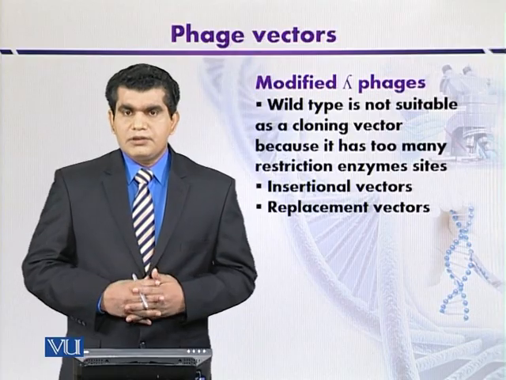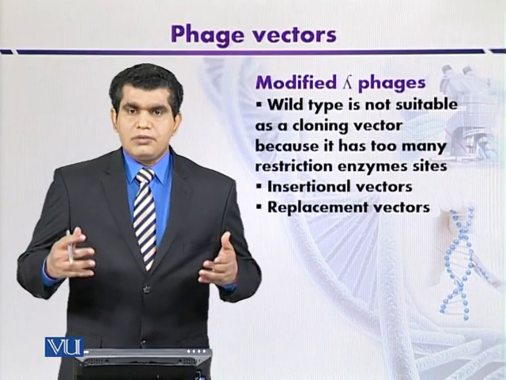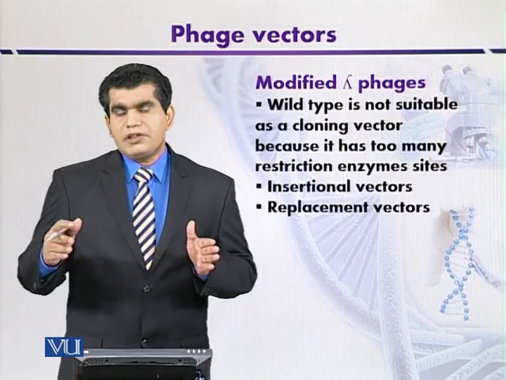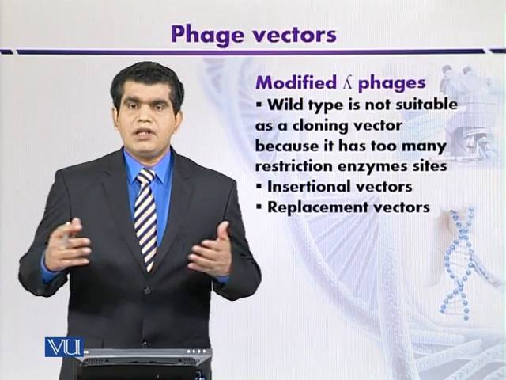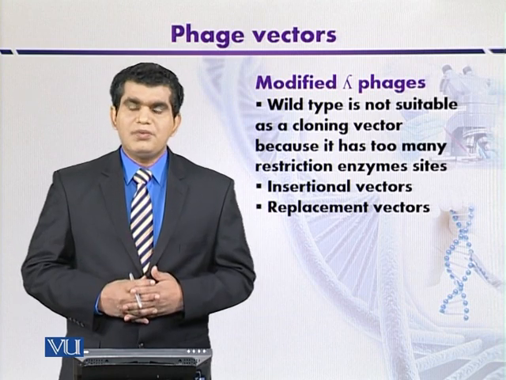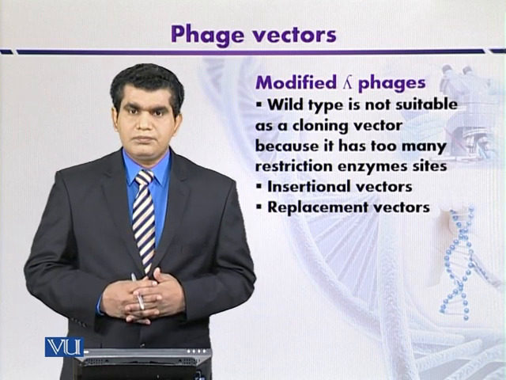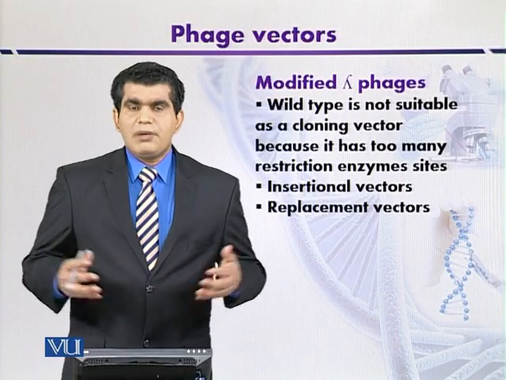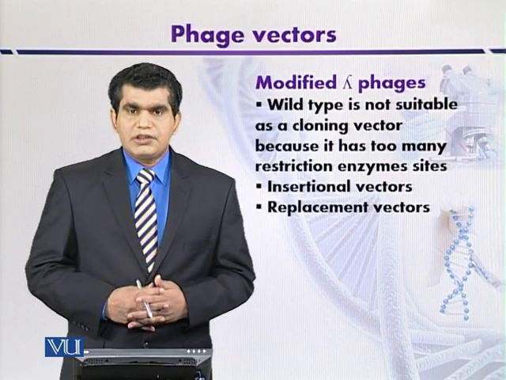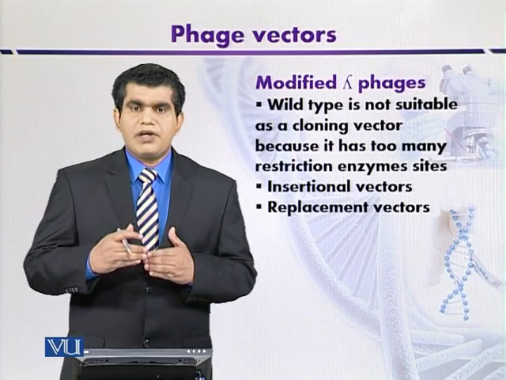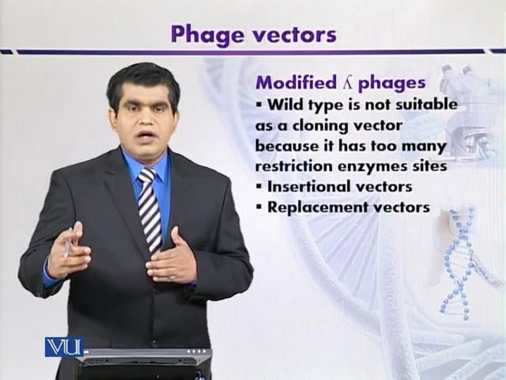But nowadays, to solve the problem of multiple cloning sites, researchers have developed some modified lambda phages that can be used as a cloning vector. These modified lambda phages have one or two restriction sites where the DNA fragments either can be removed or inserted.